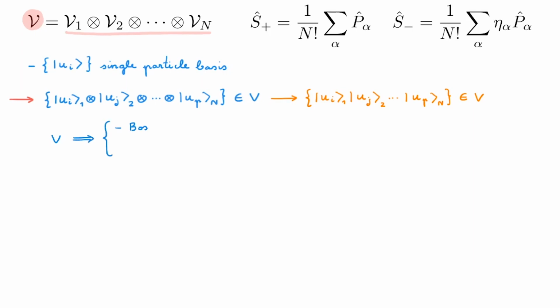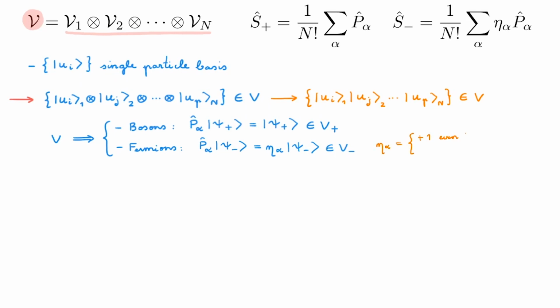If the particles are bosons, they are described by totally symmetric states such that any permutation P alpha doesn't change the state, and these psi plus totally symmetric states span the subspace V plus. If the particles are fermions, they are described by totally antisymmetric states such that under any permutation P alpha, we get eta alpha psi minus, a state in the subspace V minus. In this final expression, eta alpha is +1 for even permutations and -1 for odd permutations, which remember means that exchanging pairs of particles an even number of times gives back the same state, and exchanging pairs of particles an odd number of times gives back the negative of the initial state.